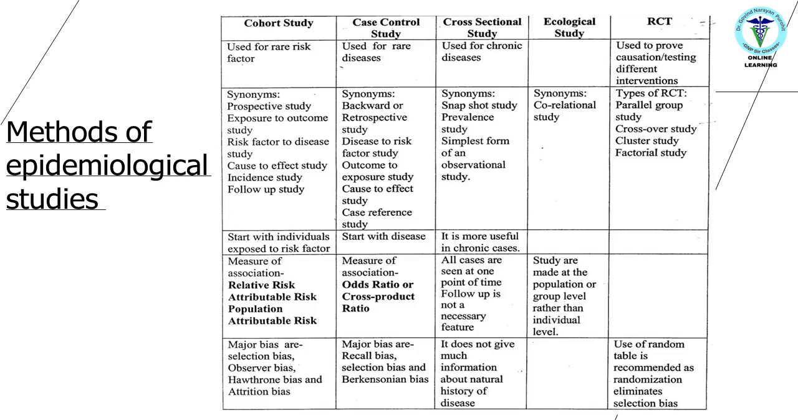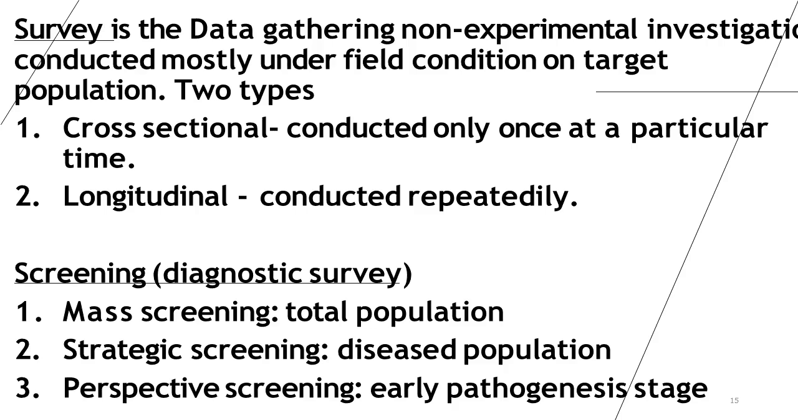The methods of epidemiological studies include the cohort study, case control study, cross-sectional study, ecological study, and the RCT. Each of the techniques is explained in detail in the above table. Now let's understand what a survey is. A survey is a data-gathering, non-experimental investigation conducted mostly under field conditions on a target population.